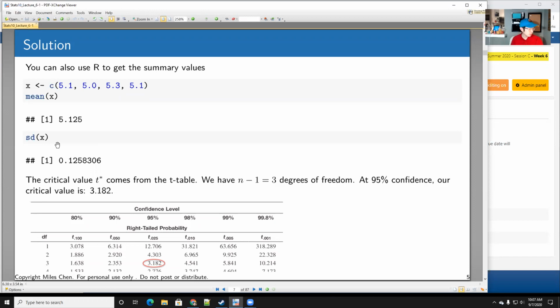The other thing that we need when we're creating a confidence interval is the critical value T, okay? The critical value T, or T star, comes from the T table.